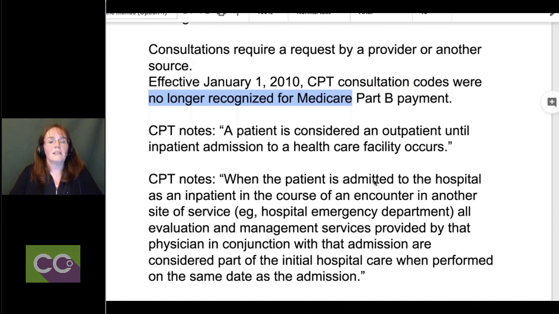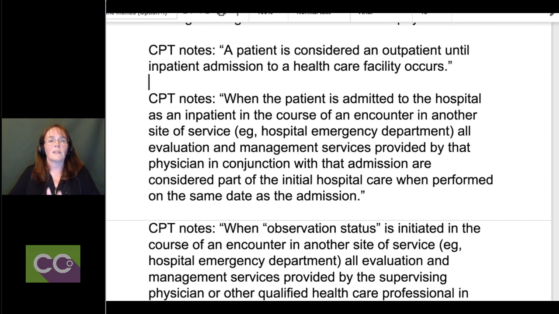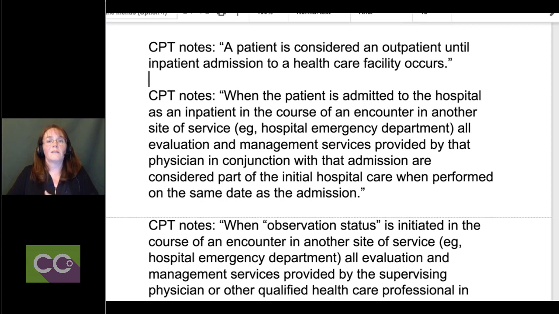When the patient is admitted to the hospital as an inpatient in the course of an encounter at another site, such as the emergency room, all evaluation and management provided by that physician in conjunction with that admission are considered initial hospital care. So if the patient came into the ER or the emergency department and then was admitted, you wouldn't even worry about an ED code because they're now an inpatient. So we wouldn't even bill that.